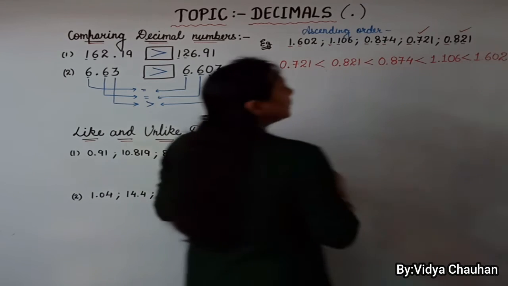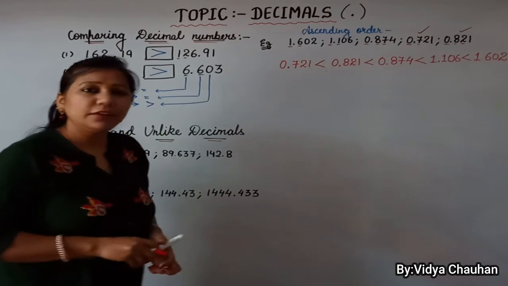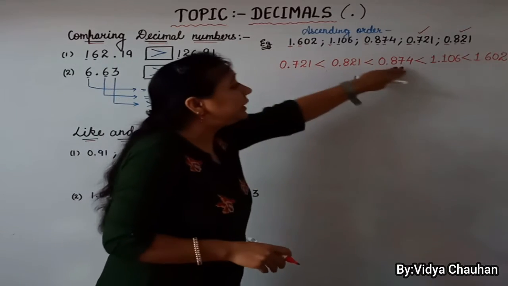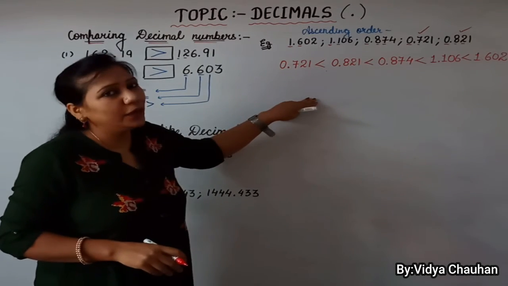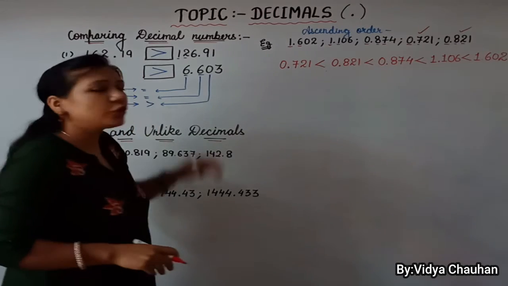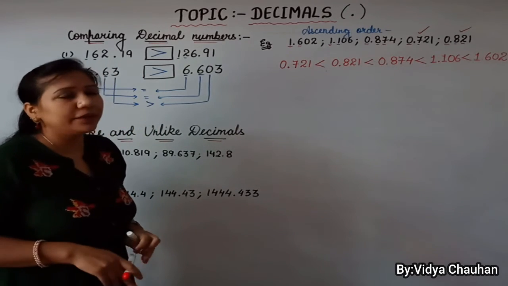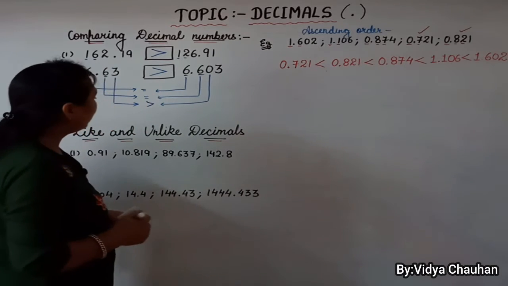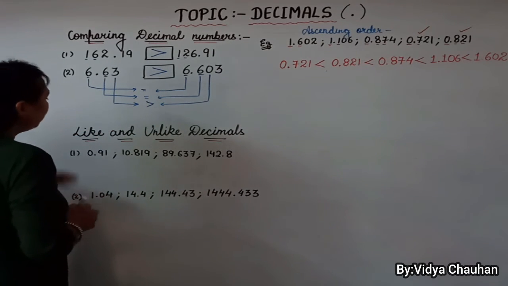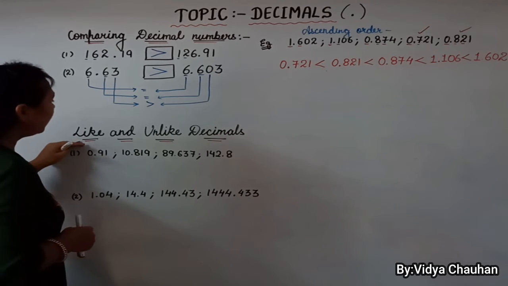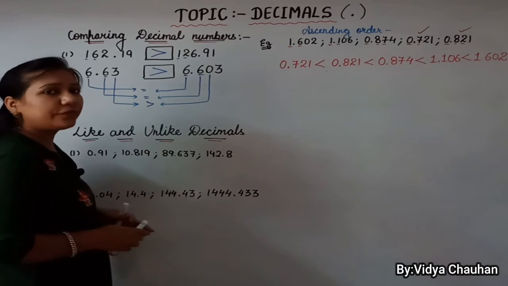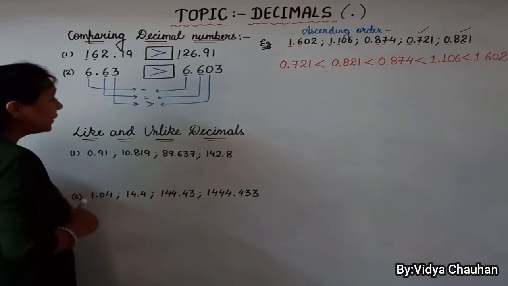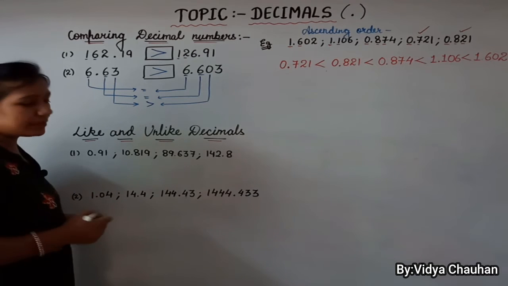So this is how you can arrange a given set of numbers in ascending or descending order. This is our first topic of comparing the numbers, and related to that is our ascending and descending order. Now let's move towards the second part, like and unlike decimal fractions. Now what are like and unlike decimal fractions?